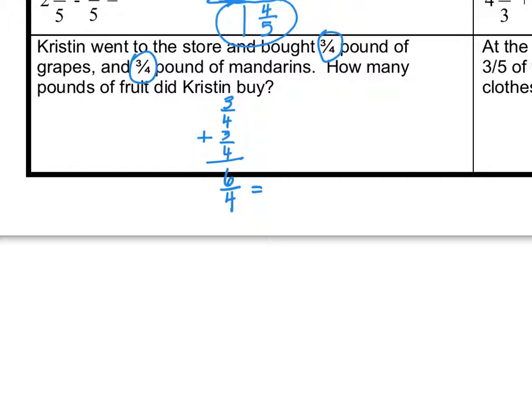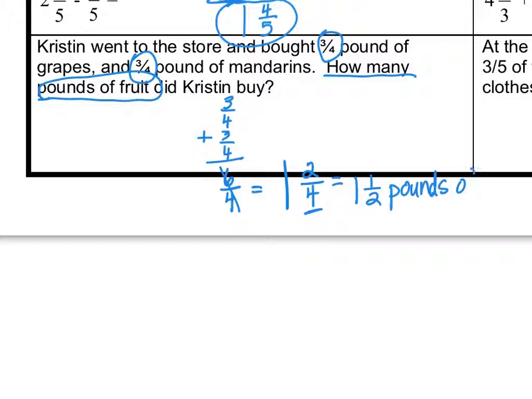Now remember, when the top number is bigger, it's improper. We can't leave it that way. So we're going to pull a whole out of there, and a whole would be 4/4. Okay, so here's our 1. And how many would we have left over? We would have 2. They're still fourths. Have you noticed the denominator did not change? But I hope you recognize that 2/4 is the same as 1/2. So 1 and 2/4 equals 1 and 1/2. And it says how many pounds of fruit. That's the label we need. 1.5 pounds of fruit. Awesome, and we're done for today.